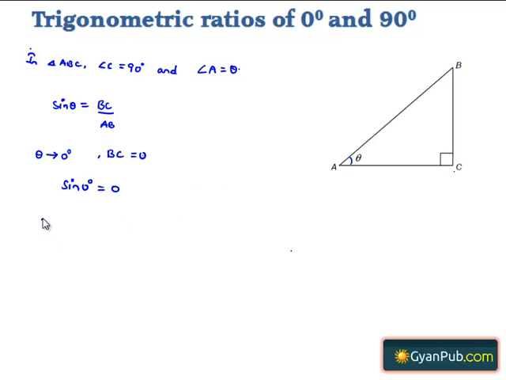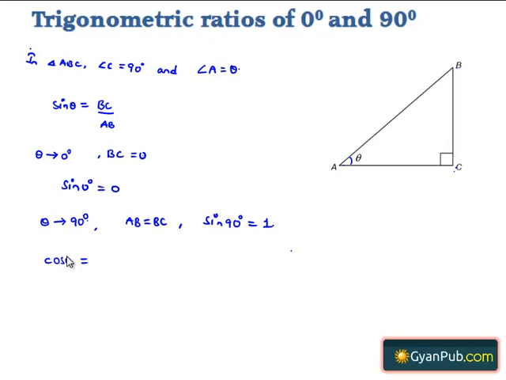Now, let us say that theta tends to 90 degrees. Then, as theta is tending to 90 degrees, that means this A will be coinciding with C, which implies that AB will be coinciding with BC. Therefore, here we get AB is equal to BC. Therefore, sin 90 degrees will be equal to 1.